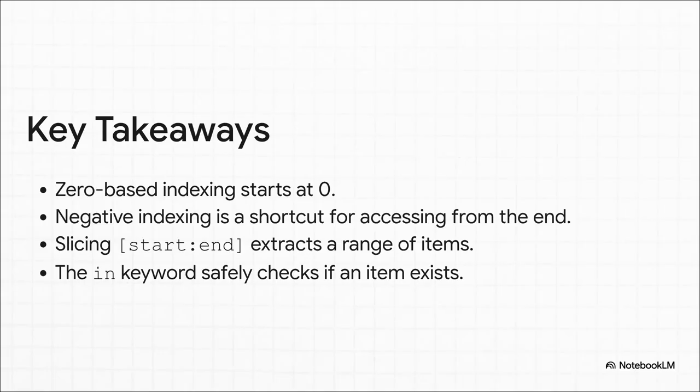All right, let's just hammer home the main points one last time. First, never forget, indexing starts at 0. Second, negative indexing is your secret weapon for working from the end of a tuple. Third, slicing is how you pull out a whole range of items. And finally, using the in keyword is your safety net. It makes sure you don't look for things that aren't there. Get these 4 down, and you're golden.